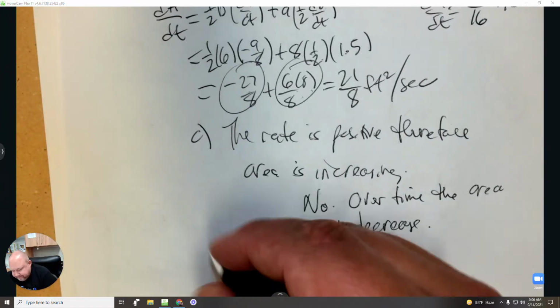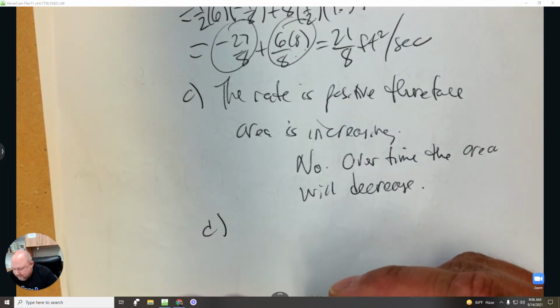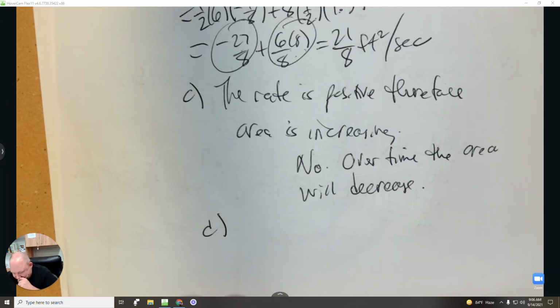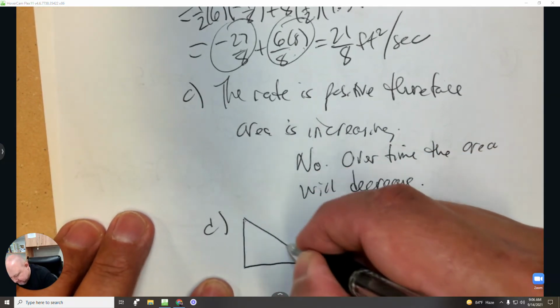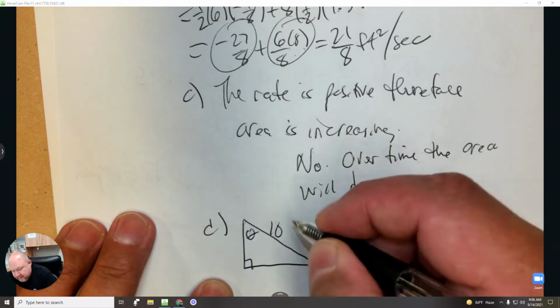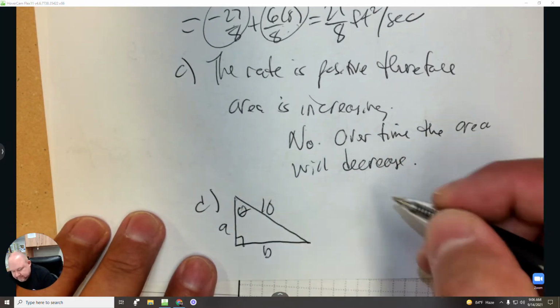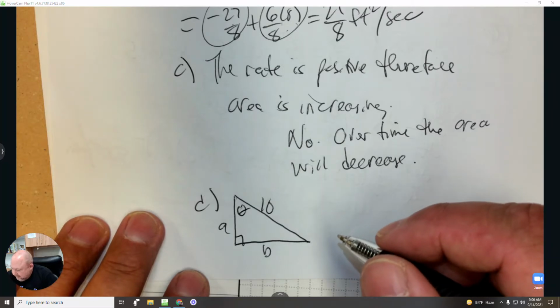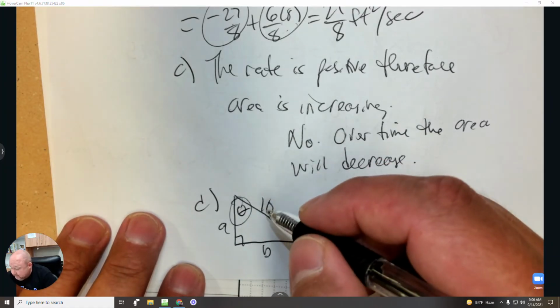Part D. Let theta be the angle formed by the ladder and the house. So let me just draw this again. So you know this is 10. This theta is right here with the ladder and the house. This is A and B. Find the rate of change of theta with respect to time.